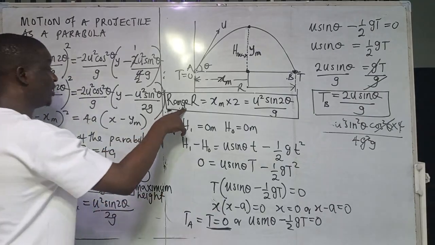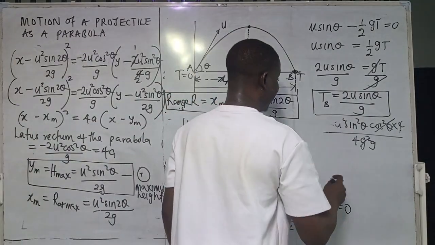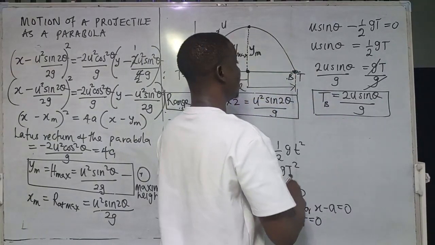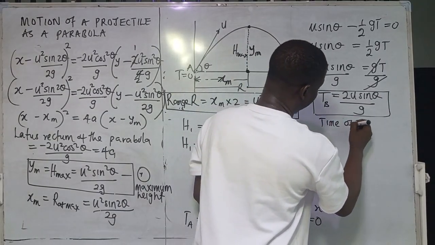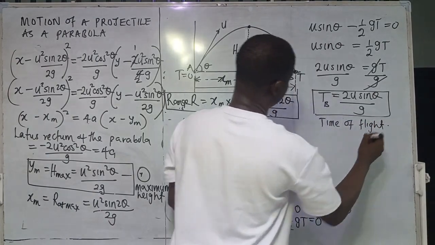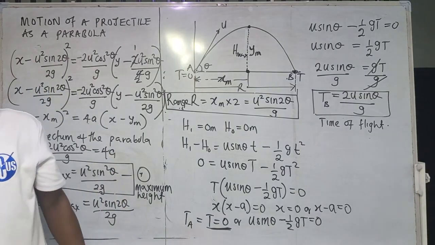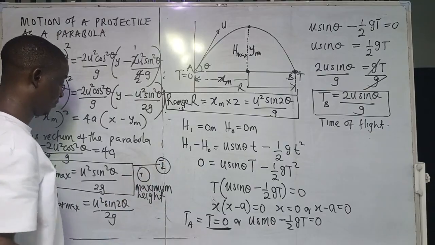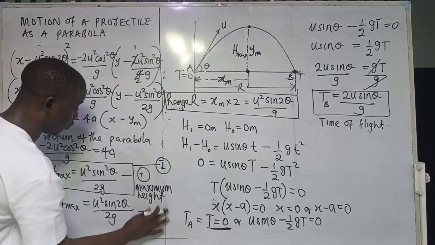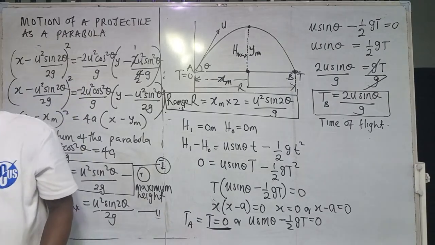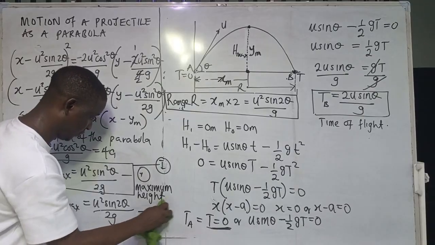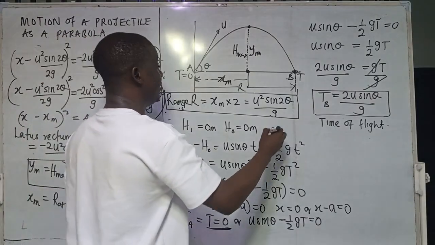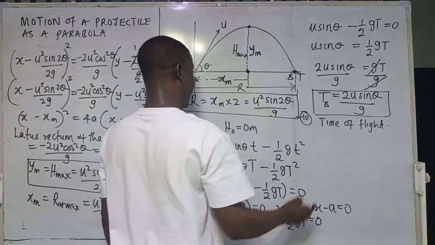I told you this one is called the range. This one is called the time of flight. Take note of this one, take note of this number 2, take note of this number 2 too, take note of this number 3, and take note of number 4.